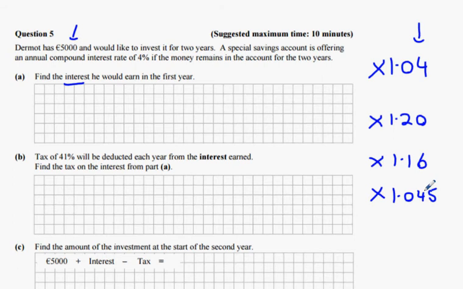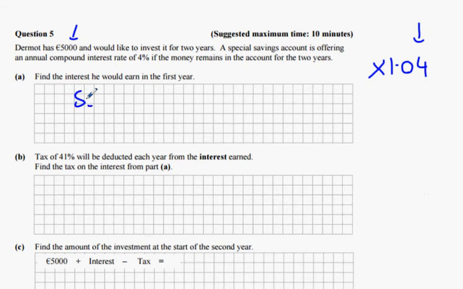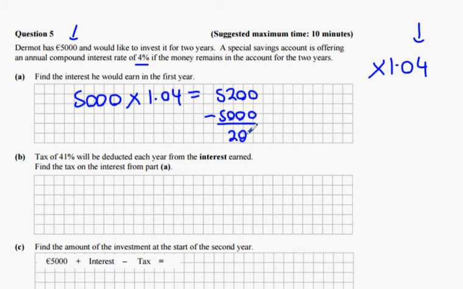So, in this question, I have €5,000. I'm going to increase that number by 4%. Going to multiply by 1.04. What I'm going to get is 5,200. But I have to take 5,000 away from it because I want to find out how much interest I made, which is going to be €200.